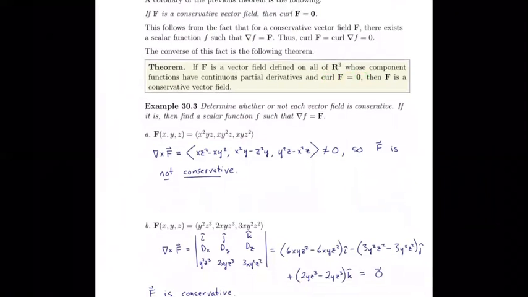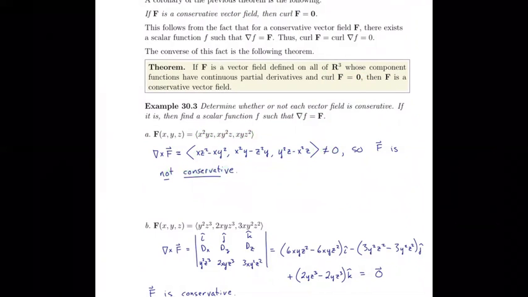So let's use this fact down below in the two examples we have. Determine whether or not each vector field is conservative. If it is, find a scalar function f such that gradient of f is equal to the vector field F. Okay, so our first vector field is the function we did in the previous example, which had curl equal to this function, which is not identically zero. There are values of x, y, and z for which this is not equal to zero. So F is not conservative in this case.